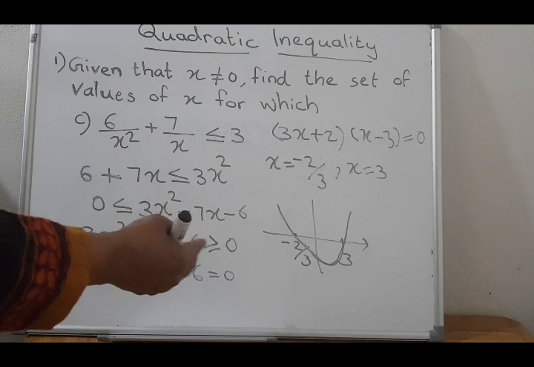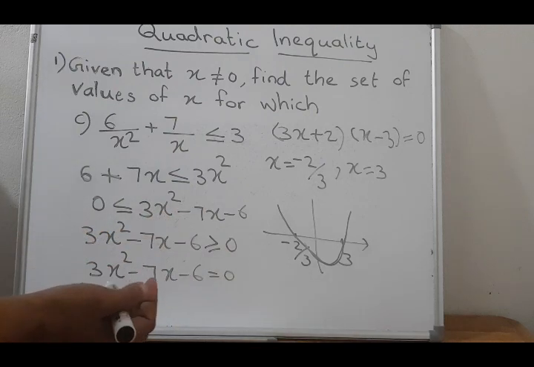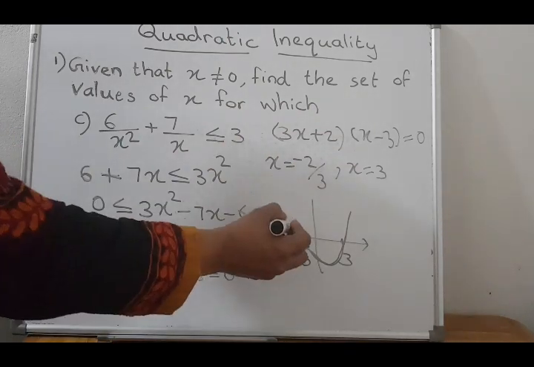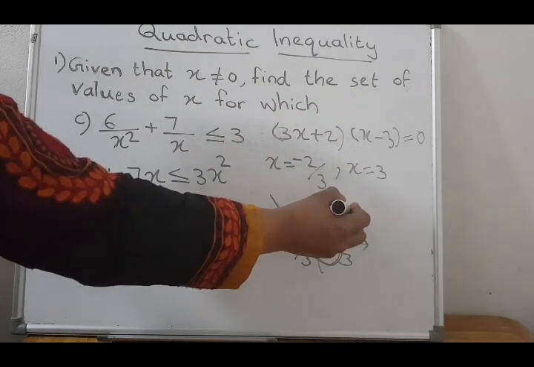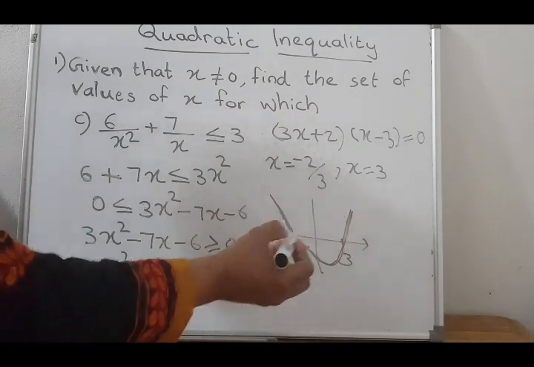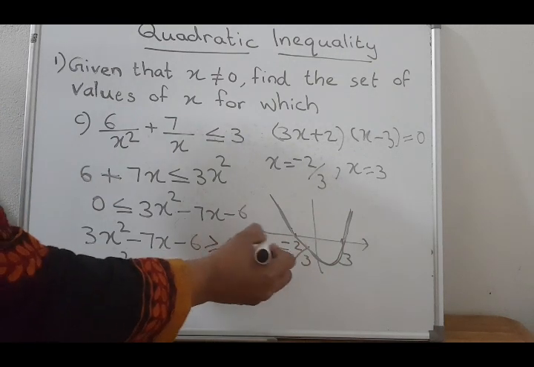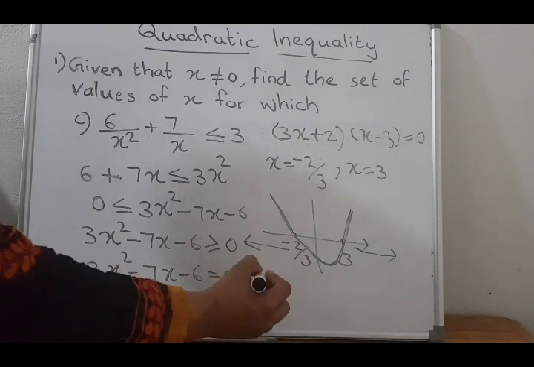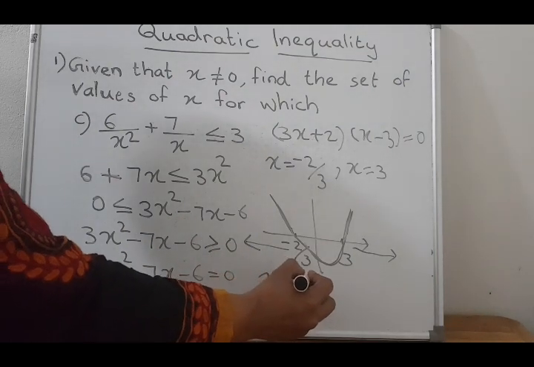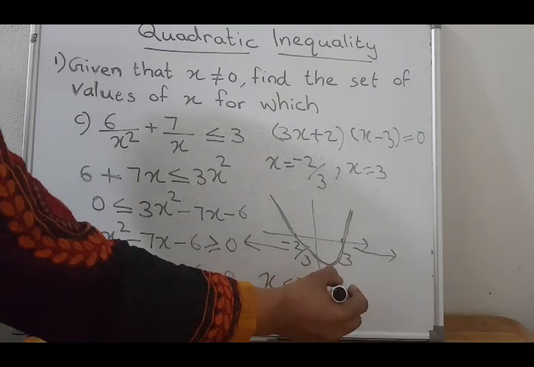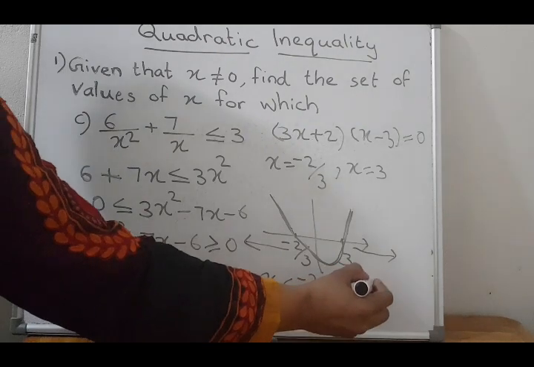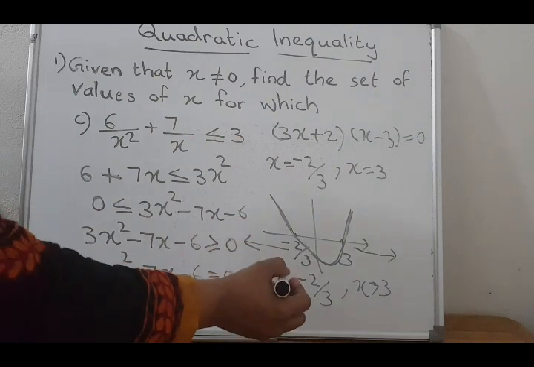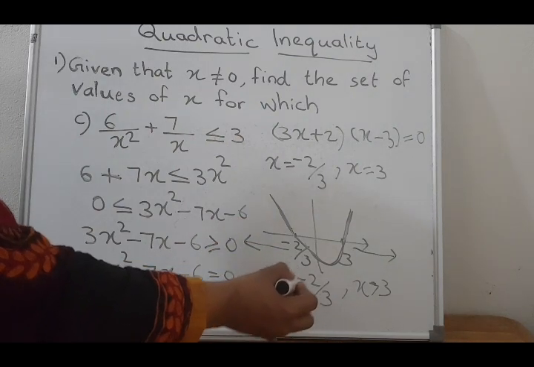Now you see this is greater than or equal to 0. Greater than or equal to 0 means above x-axis. So which part is coming? This part, the tails. That means the corresponding x values are these ones. That is x less than minus 2 by 3 or x greater than 3. Sorry, x less than or equal to minus 2 by 3.